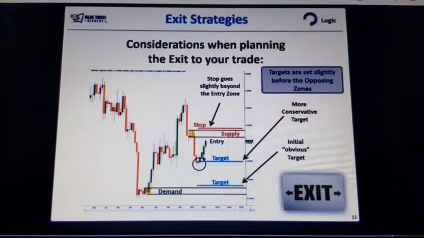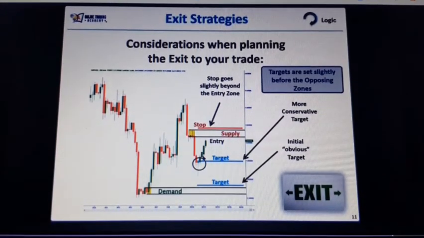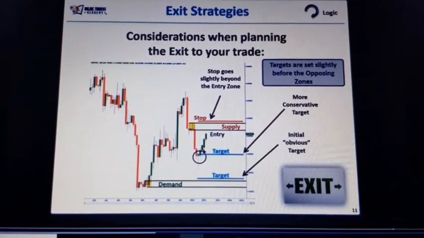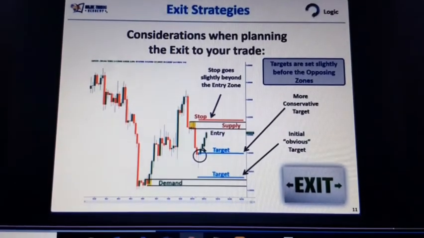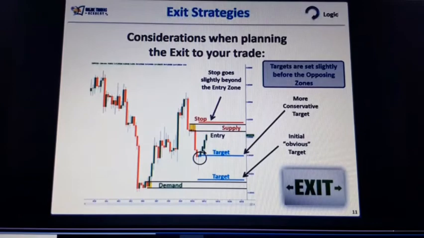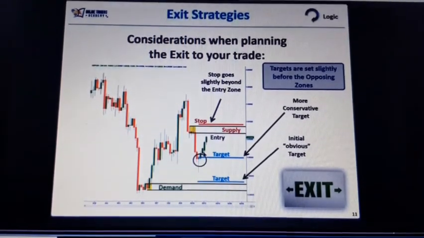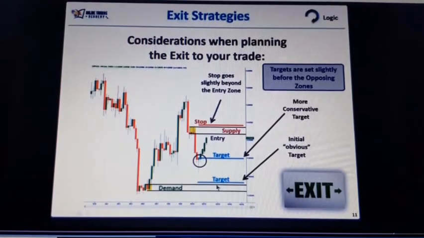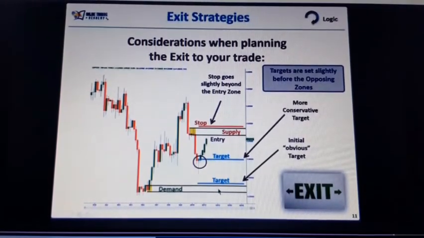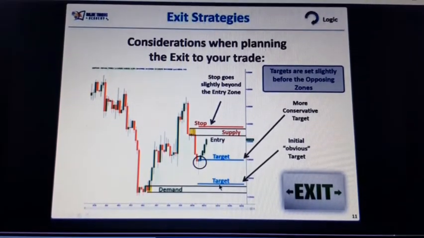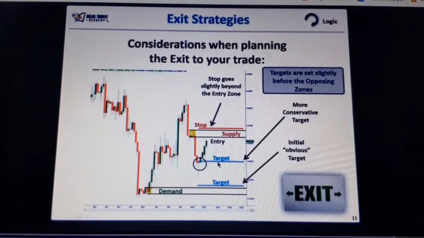Targets are set slightly before the opposing zones. So whenever you put your target, if you see, this is the proximal line, we have kept the target above the proximal line. Here this was the proximal line, we have kept the target above the proximal line.